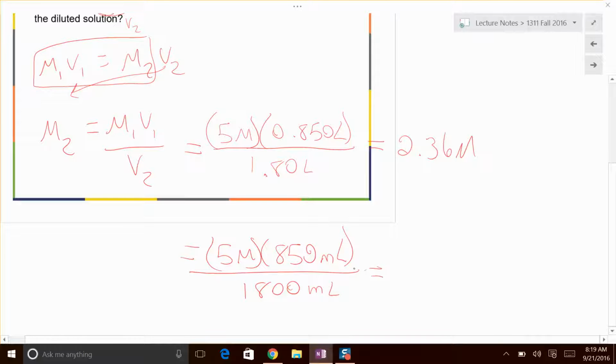Is my answer at all different? Can you see why? Because it's a ratio. The ratio doesn't change. 0.85 divided by 1.8 is exactly the same as 850 divided by 1,800. Okay? So as long as your units cancel correctly, it doesn't matter whether you're using milliliters or liters when it's dilution. When it's molarity, it does matter. You have to use liters. But in this one, you don't. Okay? You don't have to. Okay. So this is going to be 2.36 molar as well. Either way, it's exactly the same.